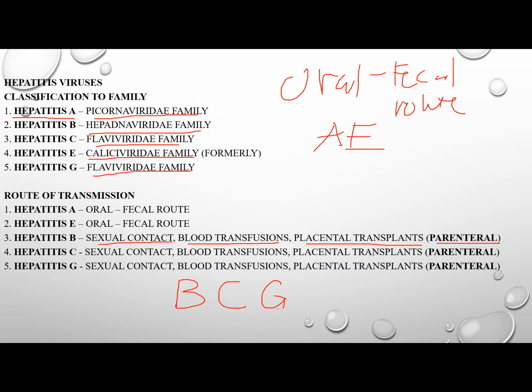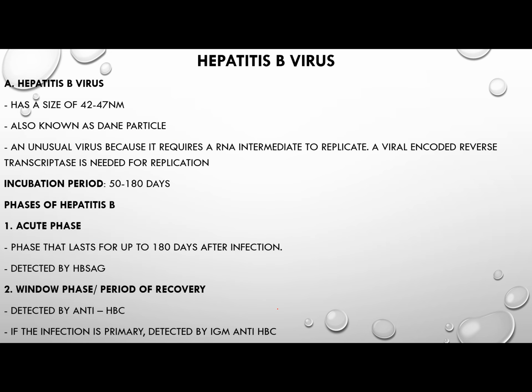So pag sinabi mong oral-fecal route, you would acquire it by ingesting food or water contaminated with the feces with the virus. Kapag BCG, hepatitis B, C, and G, you could acquire it via sexual contact, blood transfusion, or from the mother through placental transplant. Now, let's first discuss yung hepatitis B virus.